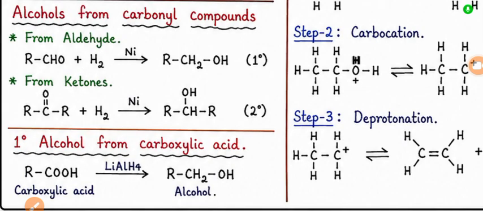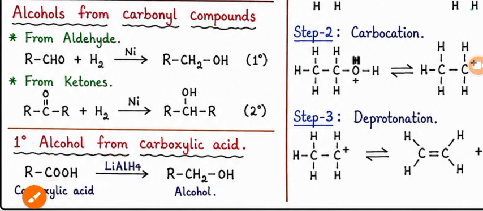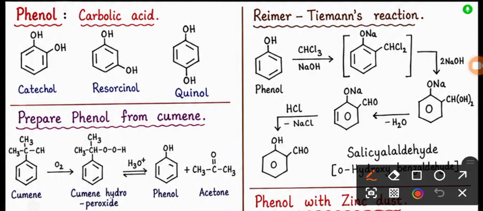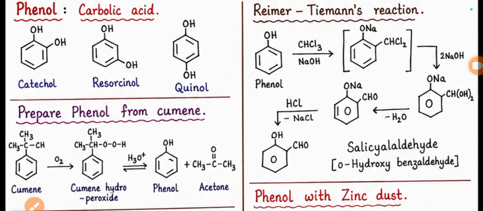One more highly important question here is formation of alcohol from carboxylic acid. Carboxylic acid, when treated with lithium aluminum hydride, undergoes reduction to produce alcohol, primary alcohol. So about lithium aluminum hydride they'll ask the question. Other important topics of this chapter: the classification of phenol into catechol, resorcinol and quinol, very important. Then one more important point here is preparation of phenol from cumene.